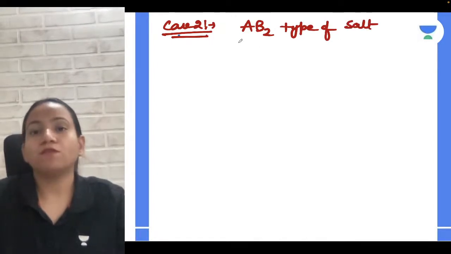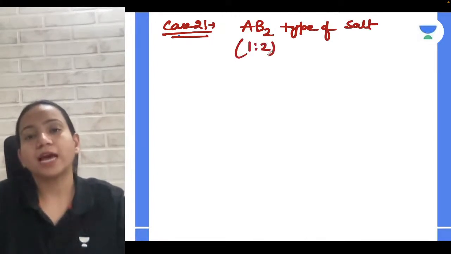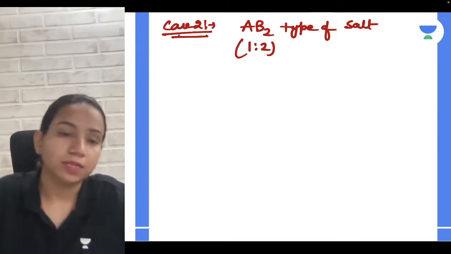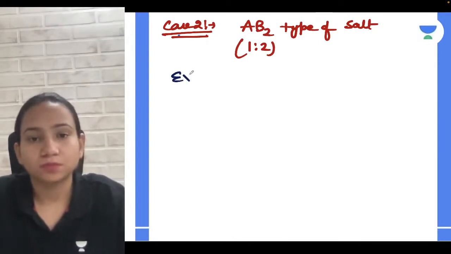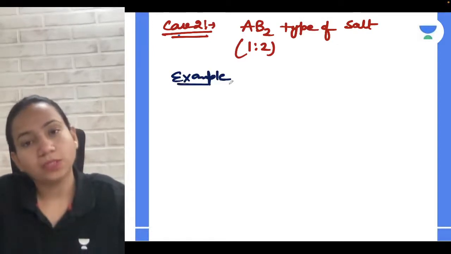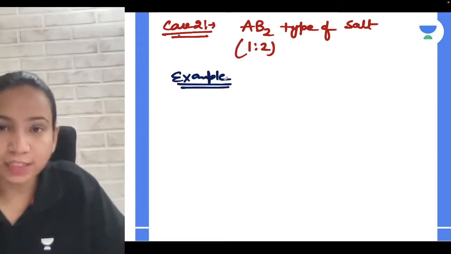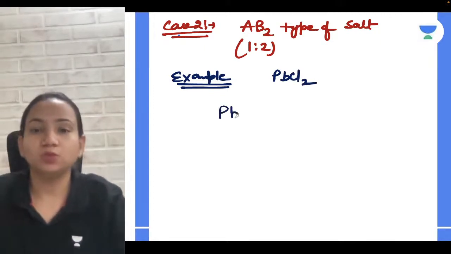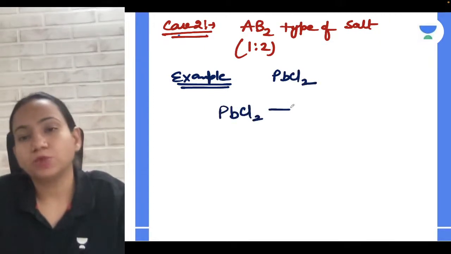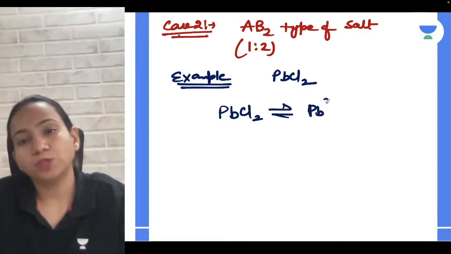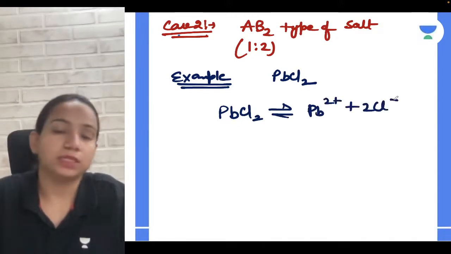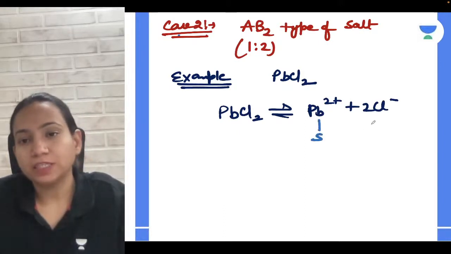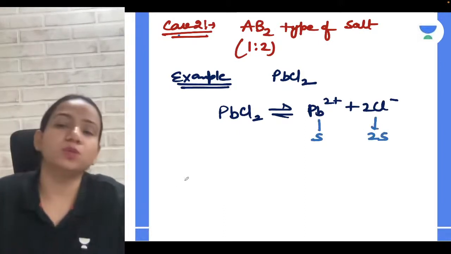So it means you have A and B, cation and anion in 1:2 ratio. Okay, so what will happen? Example I can relate. You have PbCl2, we took before also, right? PbI2 you can take. So suppose PbCl2 I have, it will dissociate into ions Pb2+ and 2Cl minus. Because they are in 1:2 ratio, if the solubility of lead is S, this will be 2S.